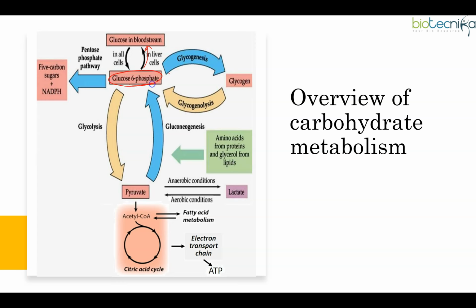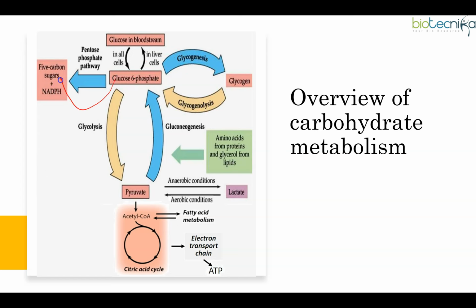Another fate of glucose 6-phosphate, if it increases in concentration inside the cell, is storage. The polysaccharide glycogen is formed out of many molecules of glucose. So the process of making glycogen is called glycogenesis. Glycogenesis means glycogen synthesis, okay? And the process of breakdown of glycogen is called glycogenolysis, meaning glycogen breaking is glycogenolysis.